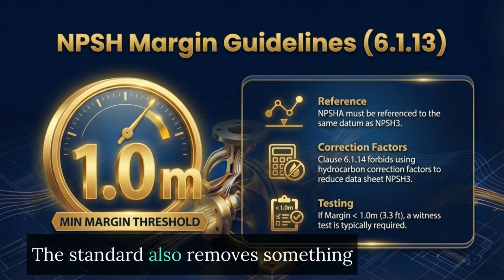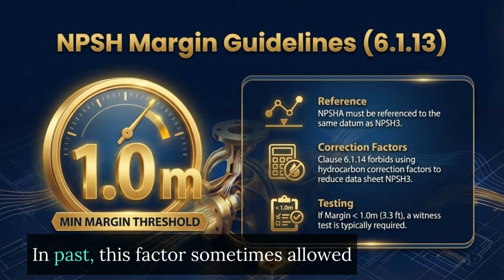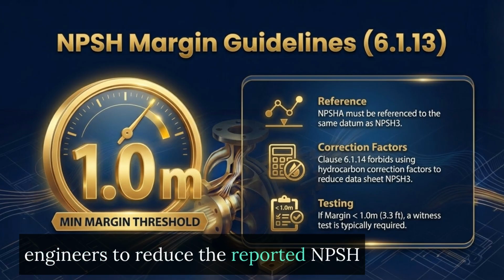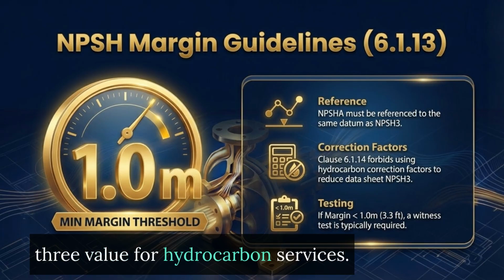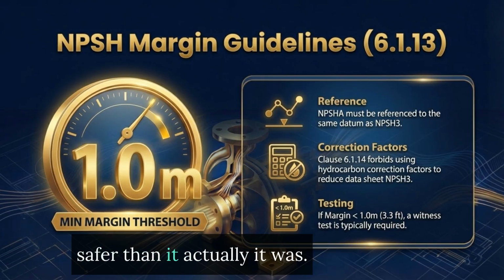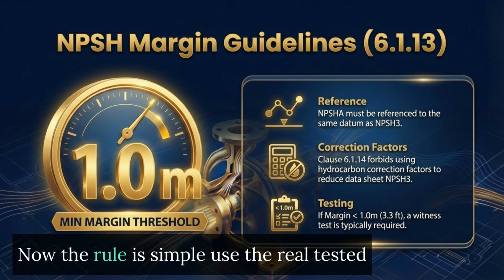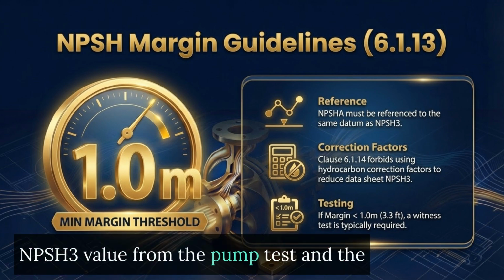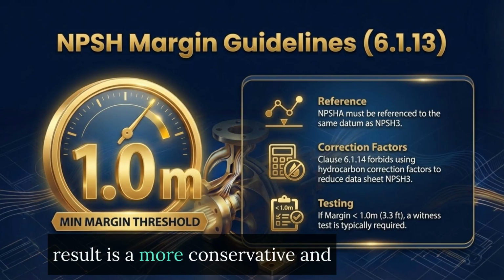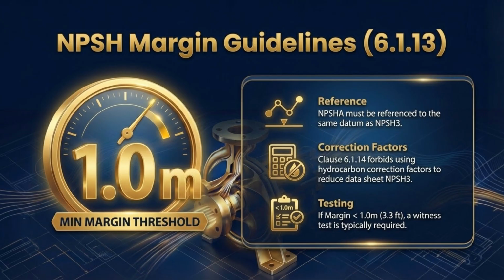The standard also removes something called the hydrocarbon correction factor. In the past, this factor sometimes allowed engineers to reduce the reported NPSH3 value for hydrocarbon services, but that could make the pump appear safer than it actually was. Now the rule is simple. Use the real tested NPSH3 value from the pump test, and the result is a more conservative and ultimately more reliable pump selection.